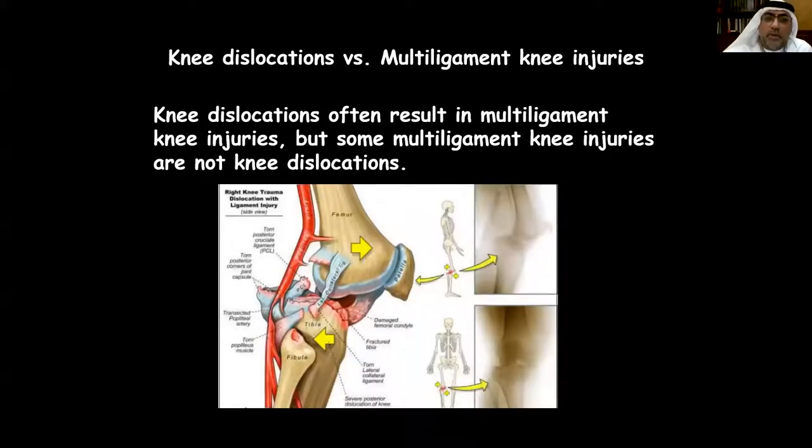And there are two terms that always come together: knee dislocation versus multi-ligament knee injury. Knee dislocation often results in multi-ligament injury, but some multi-ligament injuries are not knee dislocations. So what are we talking about? You can have one ligament injured and it is considered a knee dislocation, especially if you have injury to the nerves or to the artery, whereas a multi-ligament injury can happen without these injuries, so it is not considered a knee dislocation.